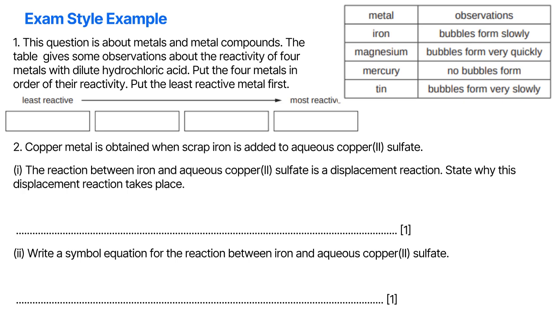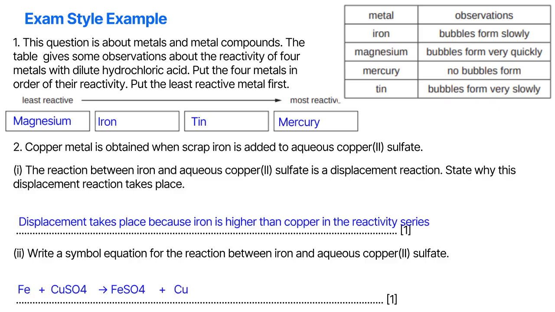In question 2, you are asked to state why this displacement reaction takes place in the reaction between iron and copper sulfate. Write a symbol equation for the reaction. You can pause the video and give it a try. Here are the answers to the questions.